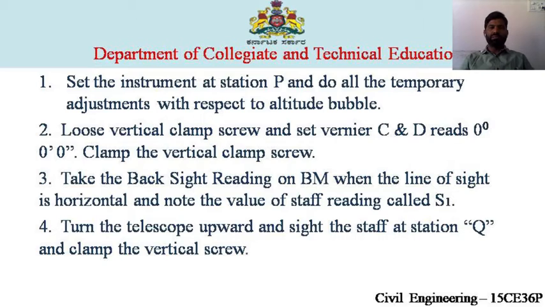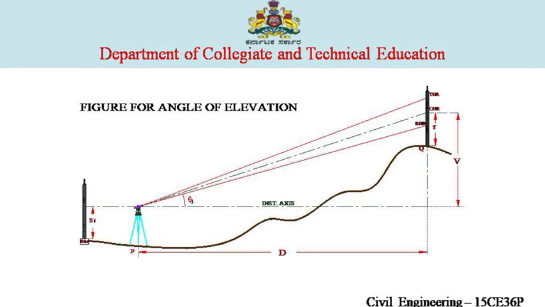The fourth step is we need to turn the telescope upward and set the staff at Q and clamp the vertical clamp screw. After taking the backside reading, we need to loose the vertical clamp and lower main clamp, swing the telescope towards the staff held at point Q, and focus the telescope on the staff. We should ensure that all three hair readings are clearly visible in the Stadia diaphragm, and then tighten the vertical clamp and lower main clamp.